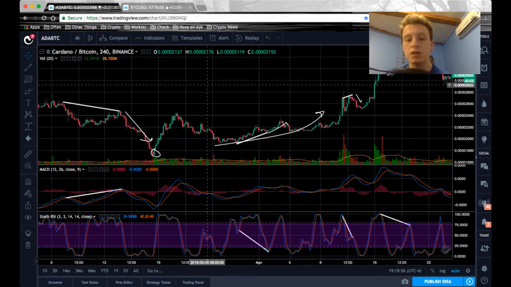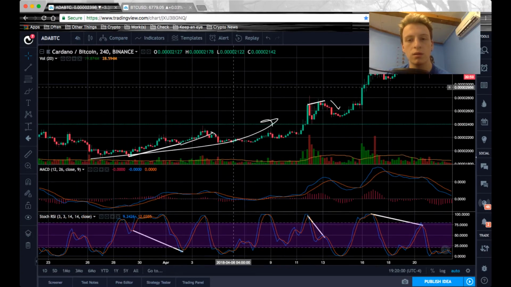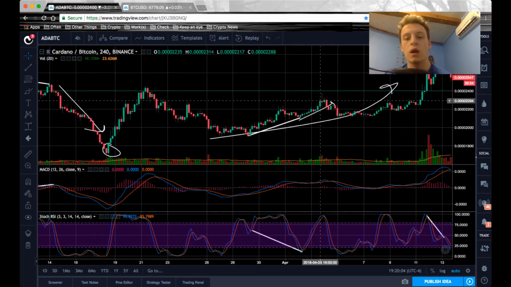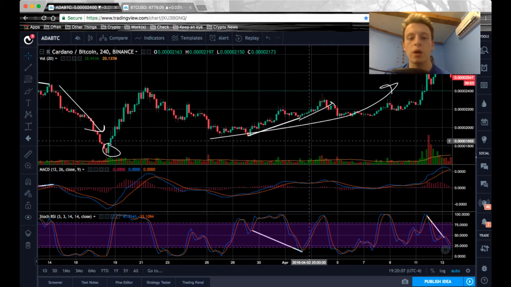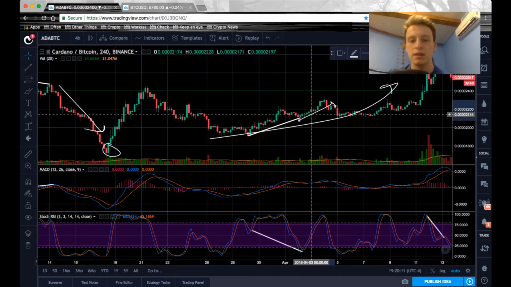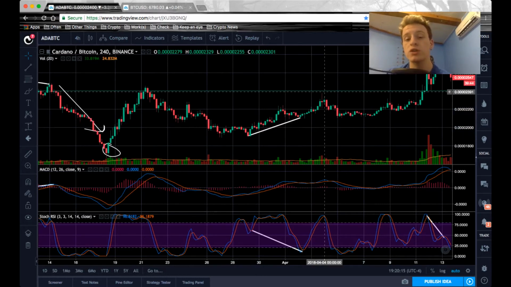The exact inverse is true for our other hidden divergence, right? So our other hidden divergence right here and here, wait, let me clean it up so we can see it a little bit easier, confirms a general upwards price trend, correct?